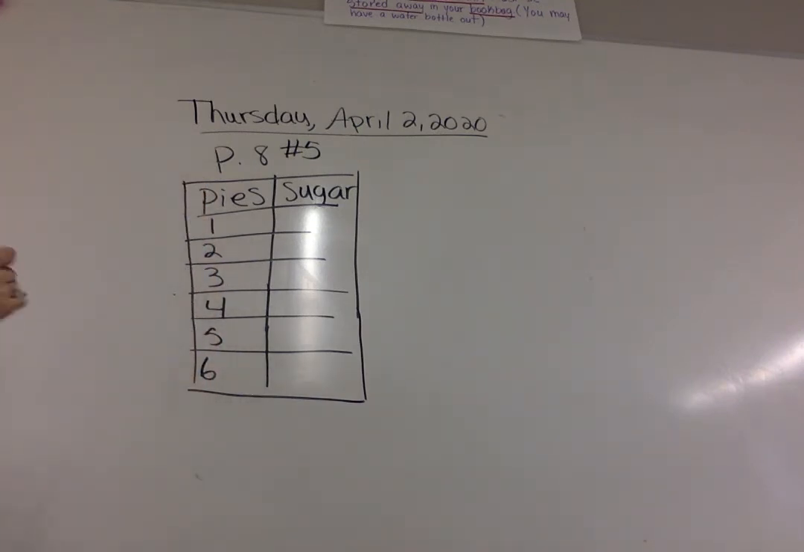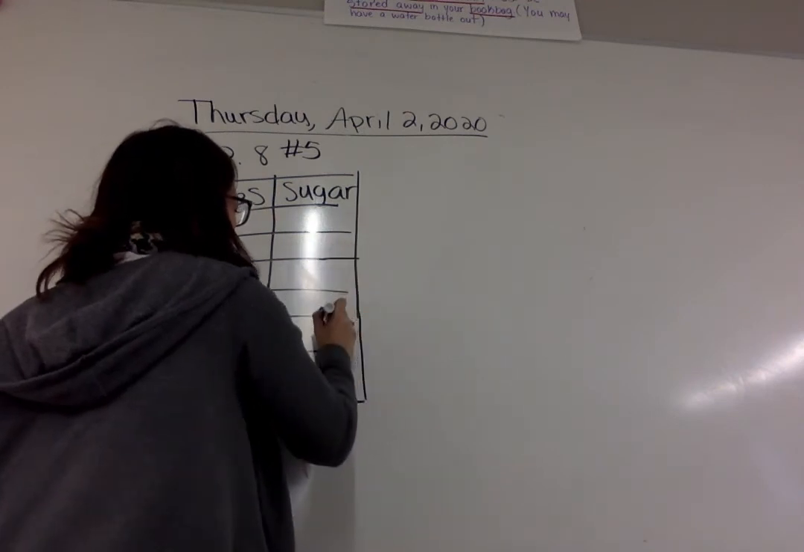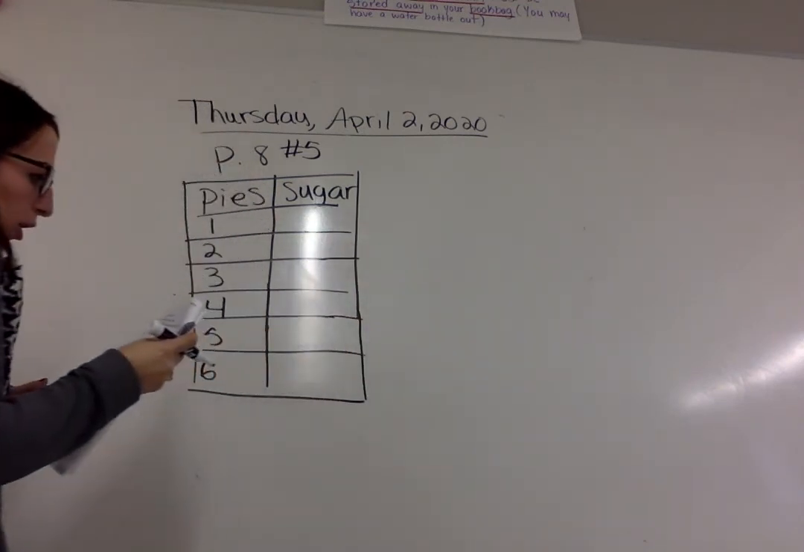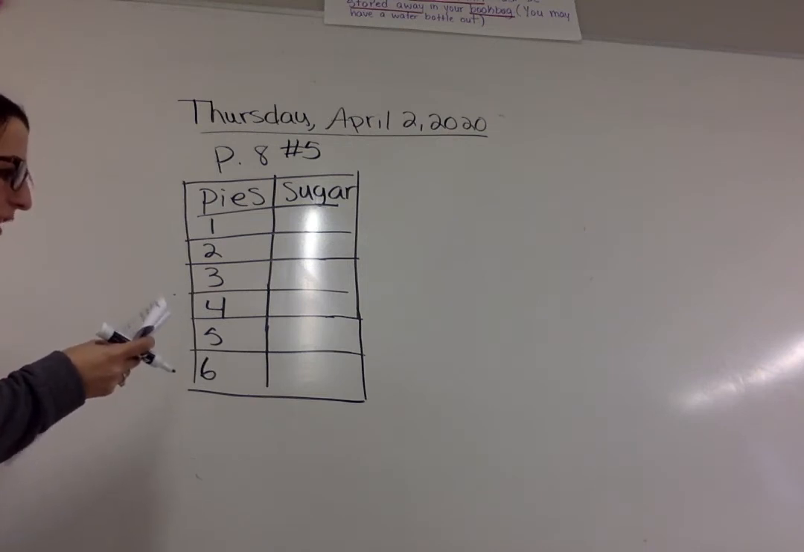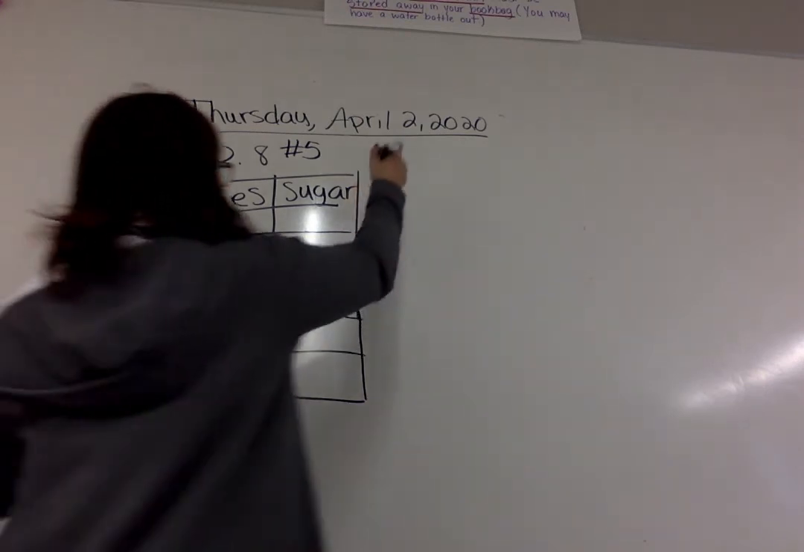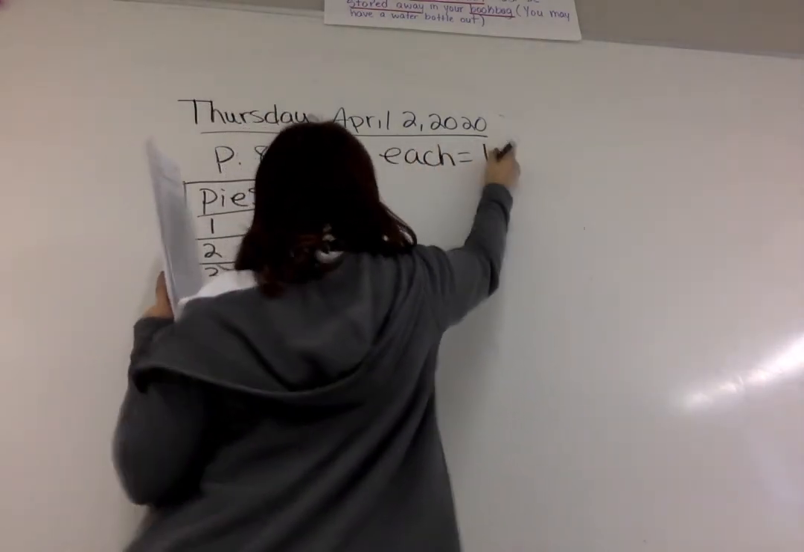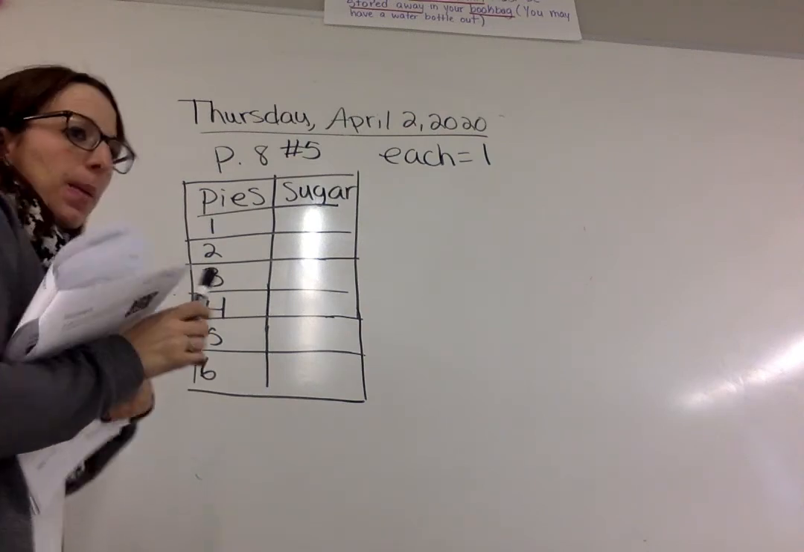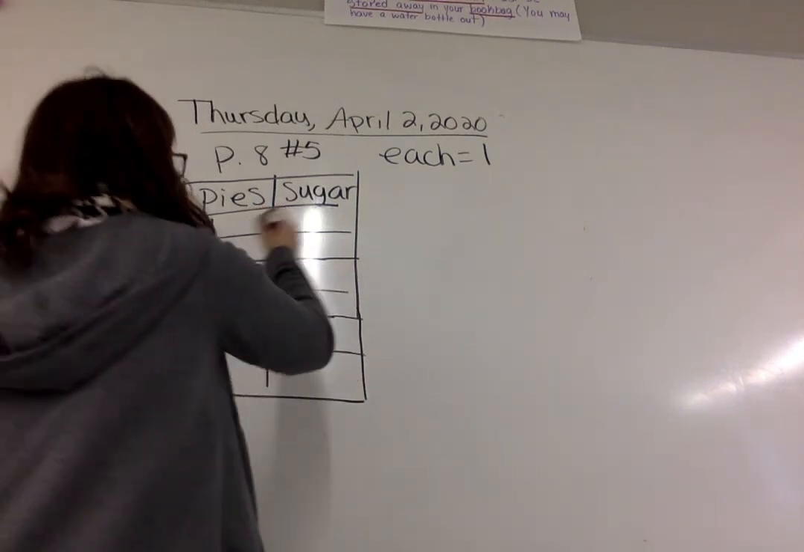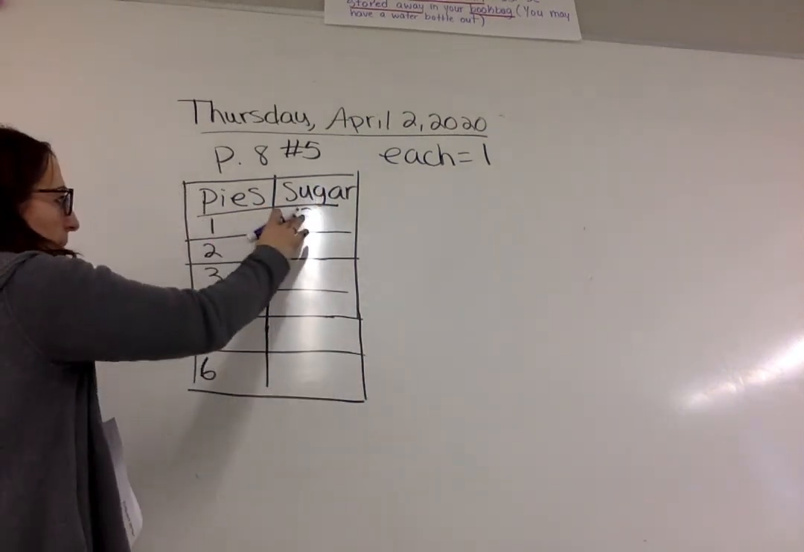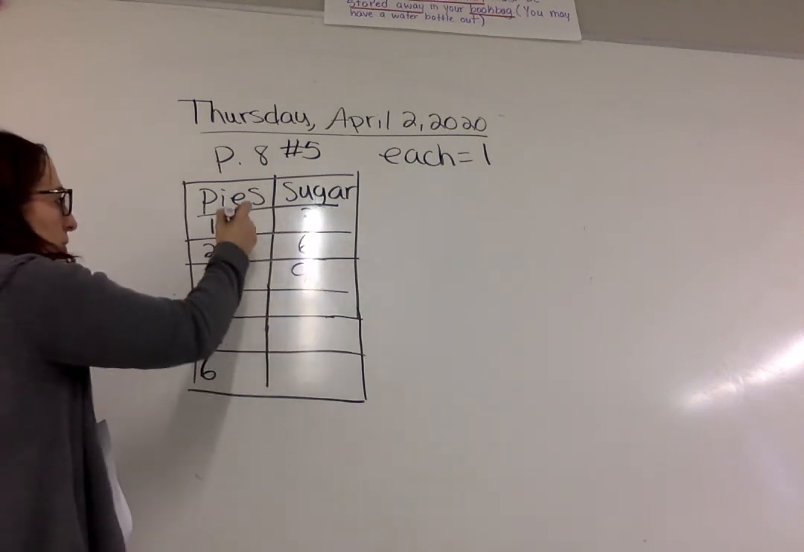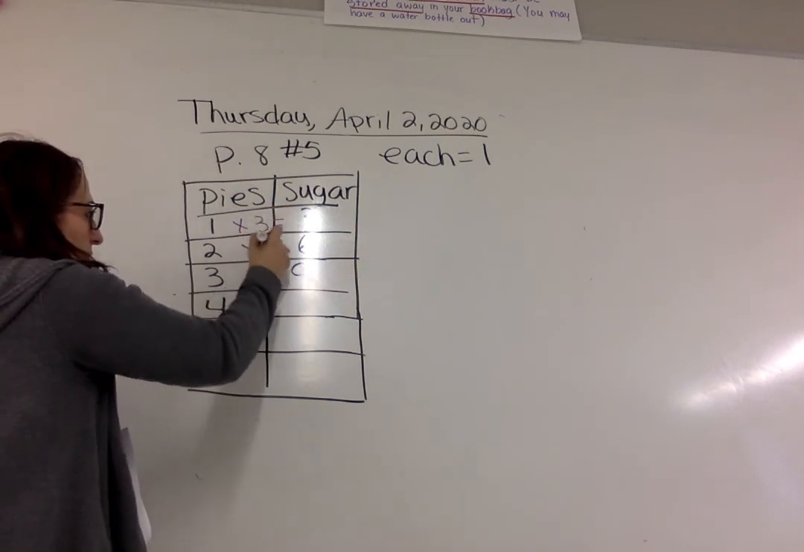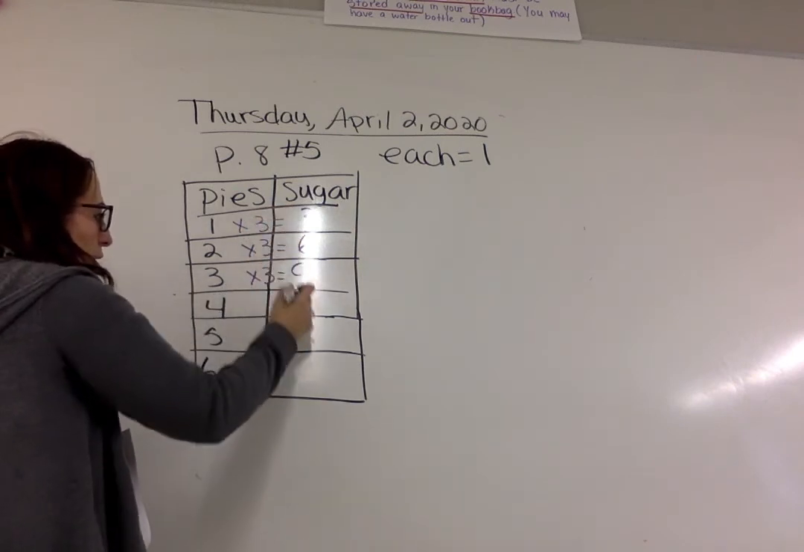Now, it says on your paper, find the number of cups of sugar needed for each pie. Each means 1. If each pie has 3 cups of sugar, so each pie has 3 sugar. 1 times 3, 3. 2 times 3, 6. 3 times 3, 9. You see the pattern? Multiply by 3 here. Multiply by 3 here. Multiply by 3 here. So this would give me 12.